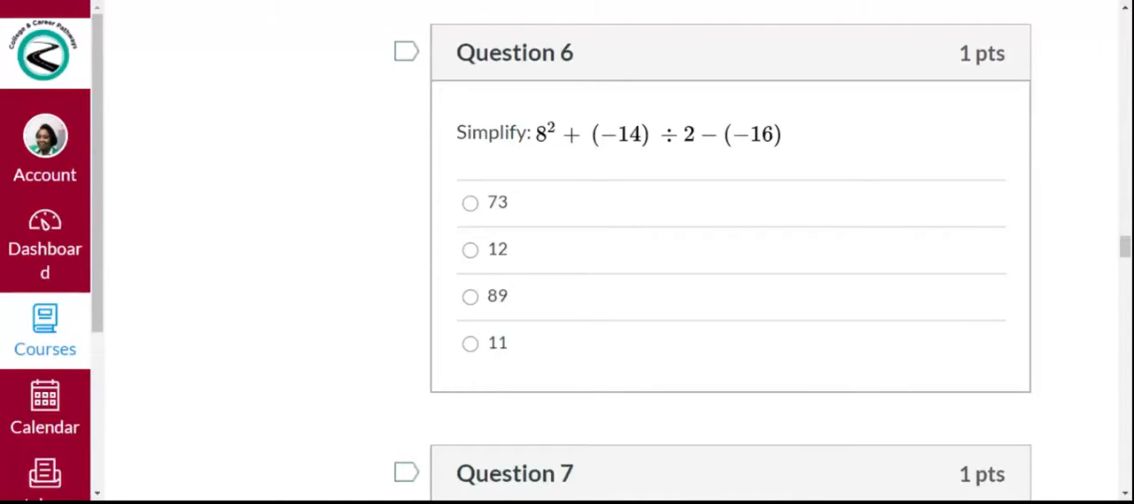And then after that, I'm going to just go from left to right. What I'm going to do is just take 64 plus 16, because those are both positive, and I get 80. And then I'm going to subtract 7, because if I take the difference between positive 80 and -7, I'm going to get 73. And it's 73 positive. So I would select 73 here.